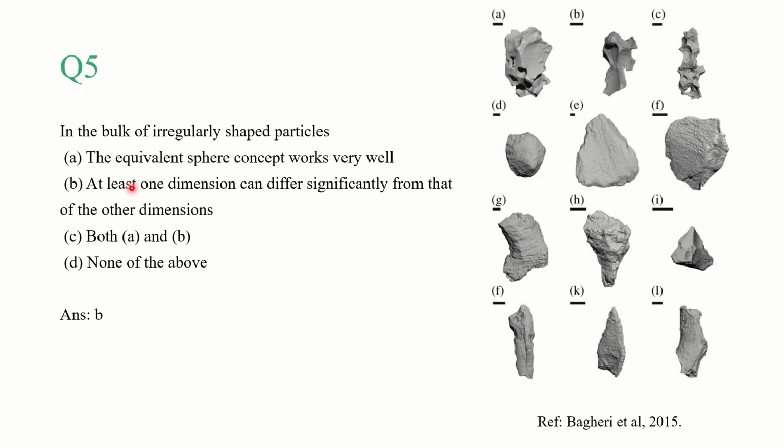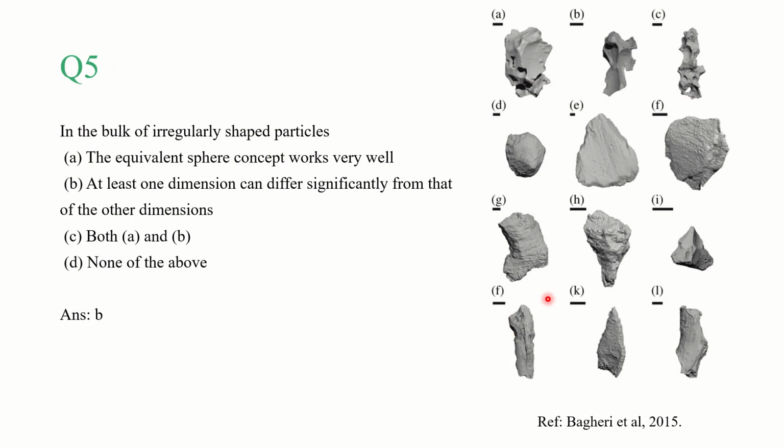Whereas in most of the bulk of irregularly shaped particles, what we mean by irregularly shaped is that it is irregular in shape, and we cannot use any concept to put it together, or it is kind of difficult to analyze the system. So at least one dimension can differ significantly from that of the other dimension is the right answer, and equivalent sphere concepts do not work well. For example, if you are considering this and we are denoting it by an equivalent sphere wherein the sphere and this particle have an equal volume, that is the concept coming with the equivalent sphere.